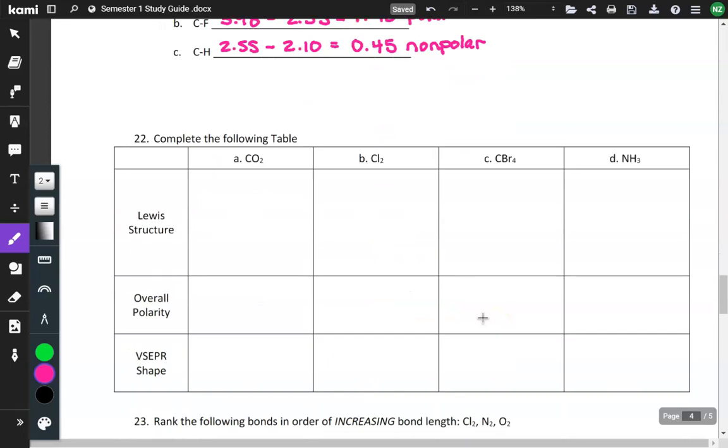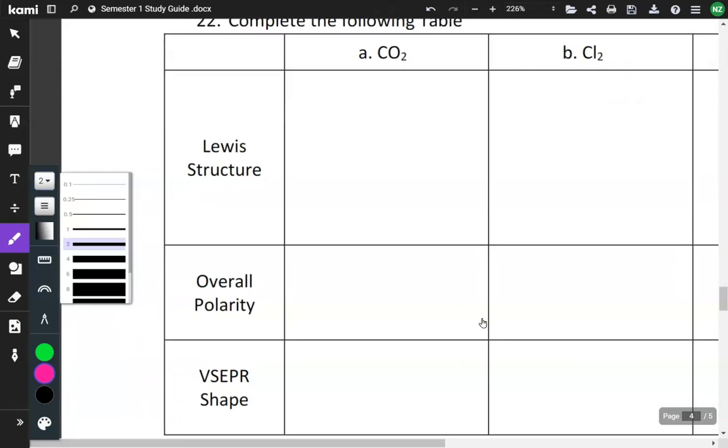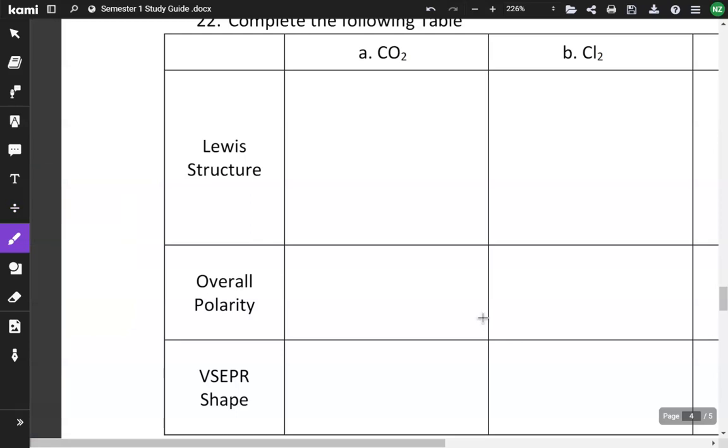All right, so it says complete the following table. Let's do this one at a time. When you're drawing Lewis structures, you start by figuring out the number of valence electrons. Carbon has 4, oxygen has 6. There are 2 oxygens, so the total will be 12 here. 4 and 12 is 16.